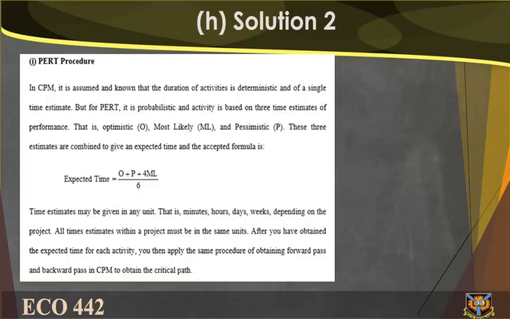Time estimates may be given in any units, that is, minutes, hours, days, weeks, depending on the project. All time estimates within a project must be in the same unit. After you have obtained the expected time for each activity, you then apply the same procedure of obtaining forward pass and backward pass in CPM to obtain the critical path.